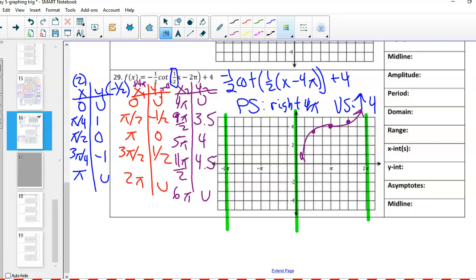And then it's going to repeat itself once more. So dead in the center of your asymptotes should be at 4. 2 over should be up to 4.5. 2 left should be down to 3.5. So it's going in the same direction as tangent because it was reflected, yes.